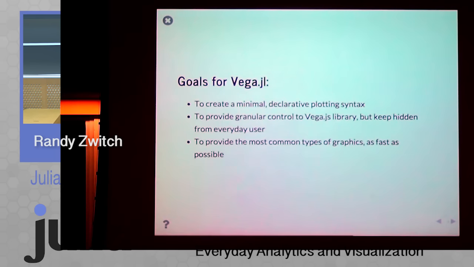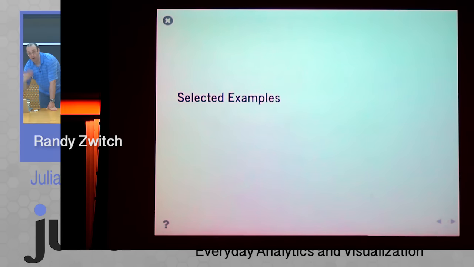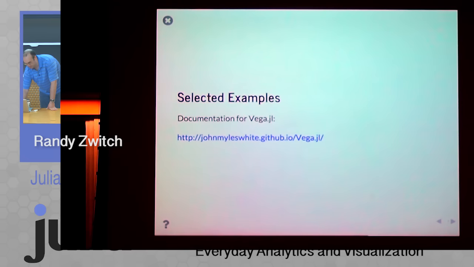But the second point is that because you're mutating the object each time, you can actually go inside of the Vega type that's defined and change any of the properties you wanted to. So if you really wanted to go through the documentation, and by documentation I mean the Vega documentation, not the Julia documentation, and you wanted to change one property, you can actually do that. But in general, what I'm trying to do is just provide the most common types of graphics and to be able to get there as fast as possible while working.